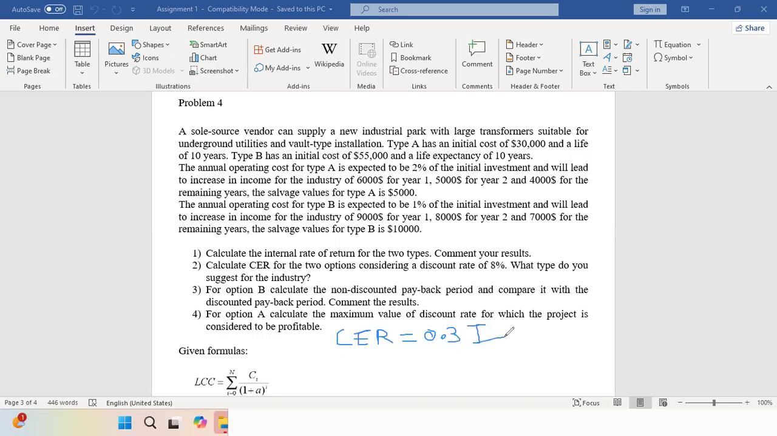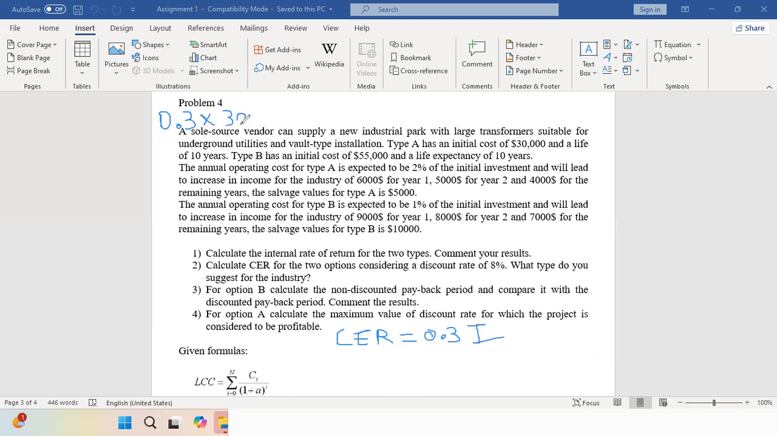Okay. So let us write the equation that will allow us to determine the maximum possible discount rate. Let us do it, for example, for type A. For type A, now I have to take the discount rate into account. So I want to determine the net present value that should be equal to 0.3i. The investment for case A is 30. So 0.3 times 30.